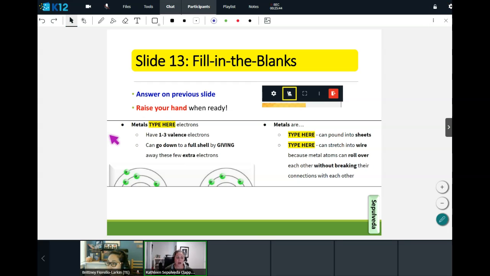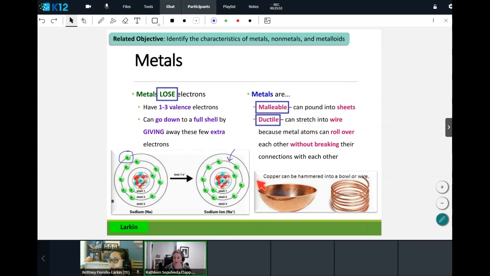Now, metals are malleable. Remember, we can pound them into sheets. We can make a bowl out of them. We can make a wire, so if we go back, they are ductile. So there you go. Here are your words. Lose at the very top. Metals lose electrons. Metals are malleable, and metals are ductile.